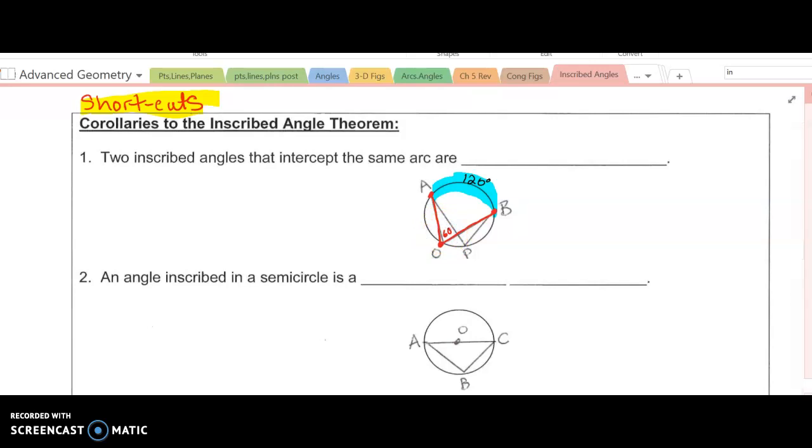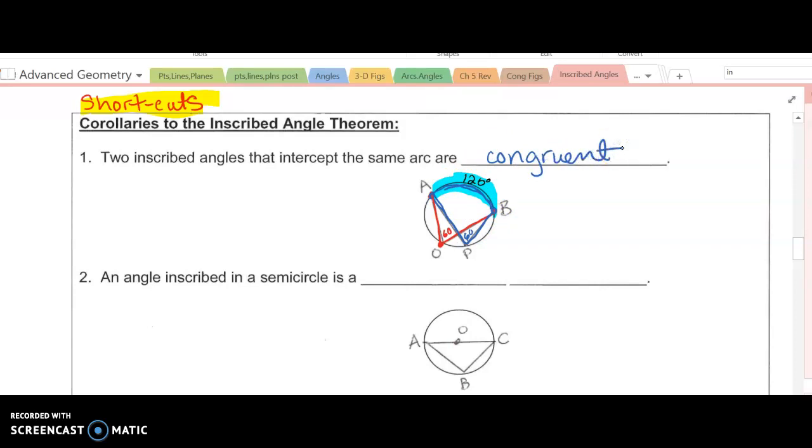We also know that angle APB intercepts that same arc. Its start and stop place on the rim of the circle is the same as this turquoise arc, and so it would also be 60. It's also half of the 120. So this is always going to happen. If two angles go with the same arc, they're going to be congruent. They're going to be the same amount.